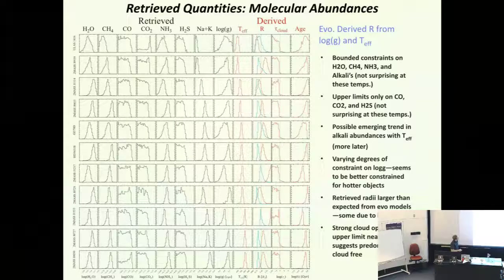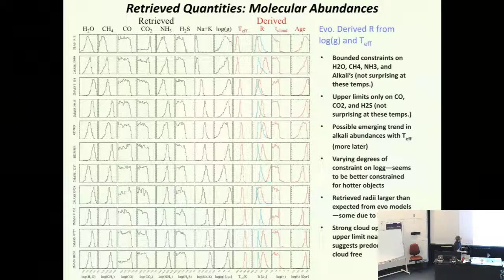There's varying degrees of constraints on log G. It's kind of all over the place. Some objects you can constrain it, some objects you can't. It's a function of the signal to noise on the data. And for some objects, we retrieve radii that are larger than what you expect. So for most brown dwarfs, you expect the radii to be between about 0.85 and maybe 1 and some change thereabouts. So for some of these objects, we're getting radii that are extra large. It turns out that those objects are actually binary systems, and you're seeing twice the amount of flux, basically. So you're going to back out a larger radius if the spectrum that you're looking at is not resolved. So some of these guys are actually blended objects right here.